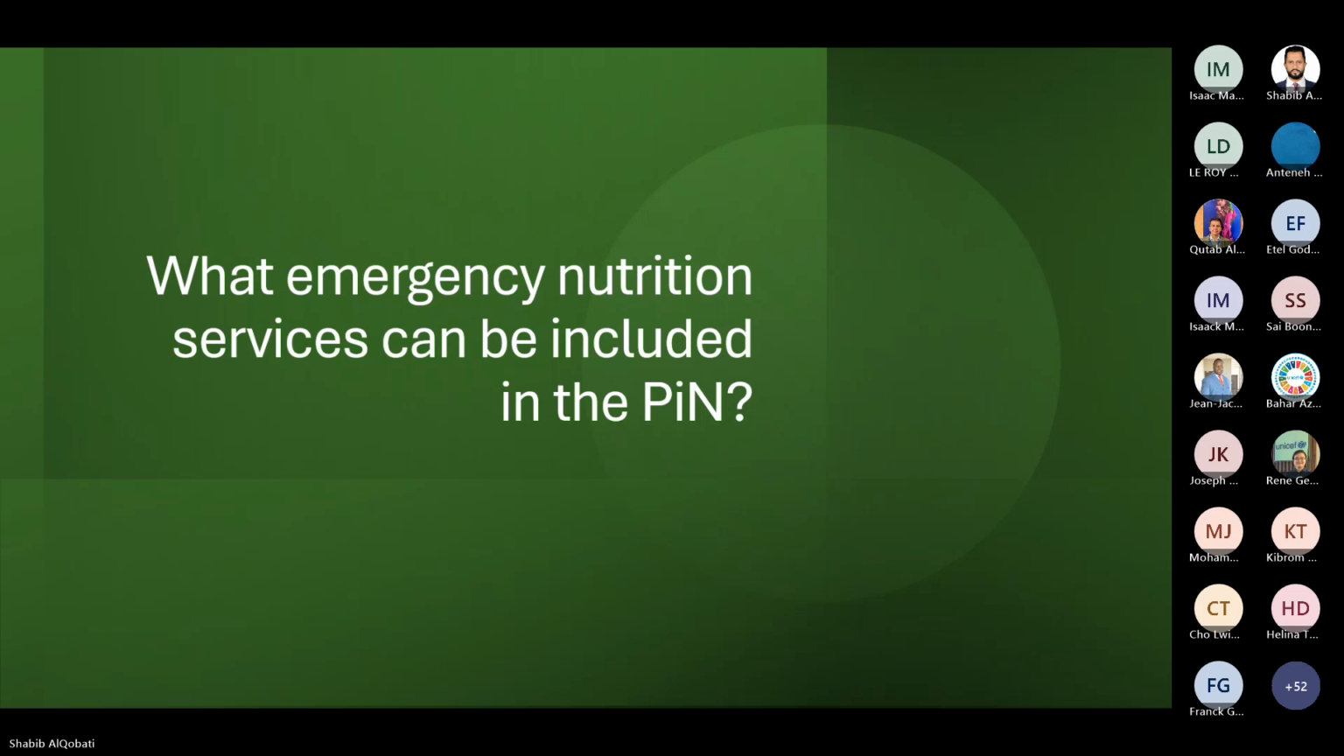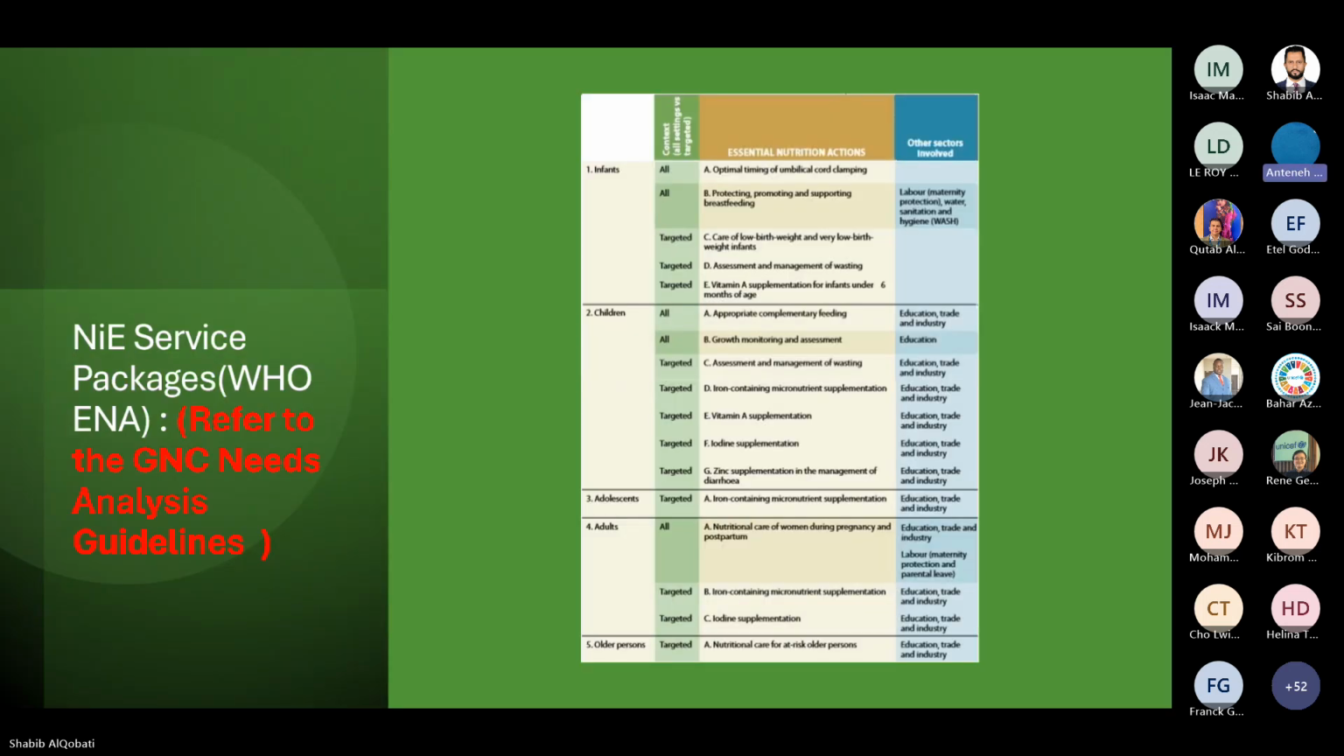So we have what we call the Essential Nutrition Action Services list. This is included in our GNC guideline. It lists all possible service types that you can consider including in your HNRP.